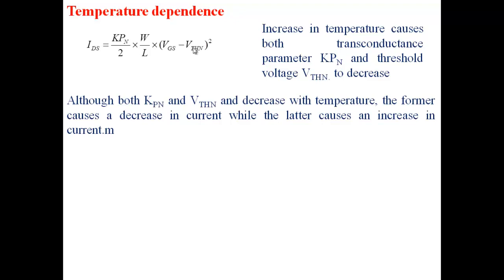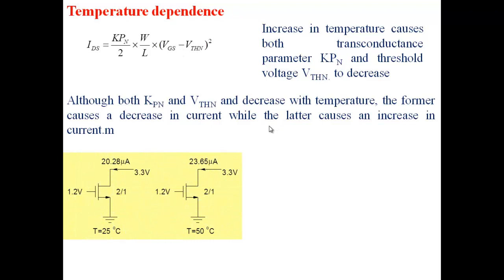So things are not as simple, because a decrease in threshold tends to increase the current. If you bias it at a fixed gate to source voltage, a decrease in threshold will try to increase the current, while an increase in temperature causes a decrease in KPN, so that causes a decrease in current. So the answer is not very simple as to what really happens to current, because one term is decreasing and the other term is increasing. So again, I'll not make absolute statements at this point. I'll just illustrate. This is again for my 0.5 micron technology. Look at the condition that I'm showing, 1.2 volts.